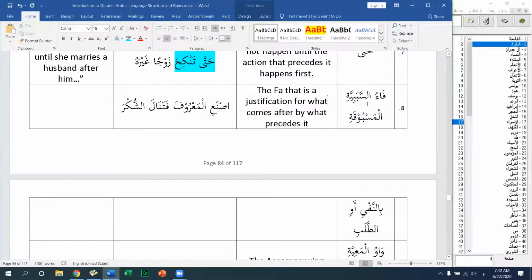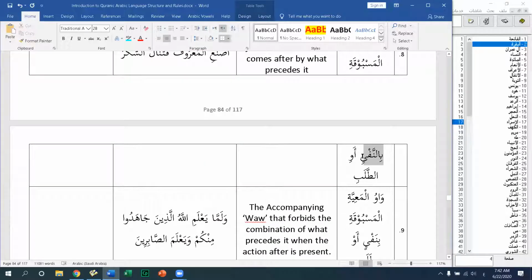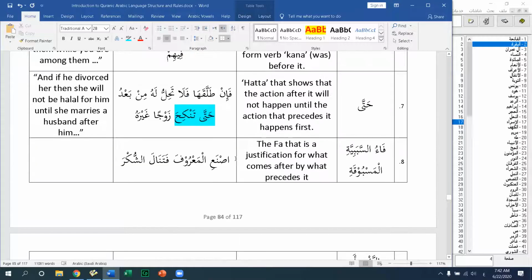So I say here, فاء السببية, the fa that is the justification, al-masbuqa, that is preceded by something negative or a request. So in this example, we have a request. We have isna' al-ma'rufa that precedes the fa. So we say do good, fatanala shukra. Fa is fa sababiyya. It has been preceded by a talab. After it, there is a present tense فعل مضارع. فعل المضارع becomes منصوب وعلامة النصب الفتحة, in this case فتنال الشكر.